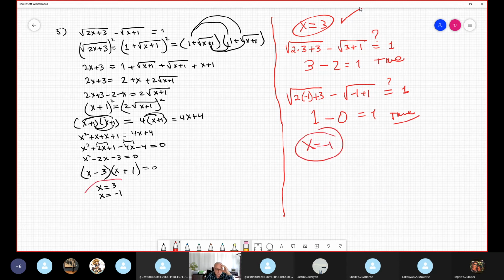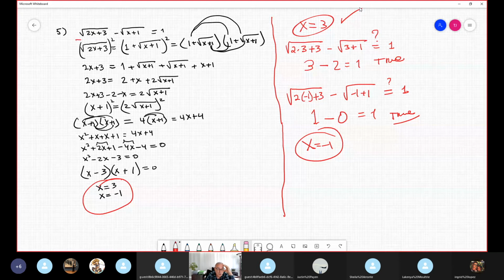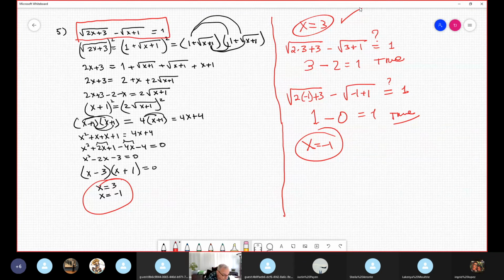Solution set. These are potential solutions, but I verified them because both are true, plugging into the original equation. Now, the solution set is both together. Like option B, 3 and negative 1.